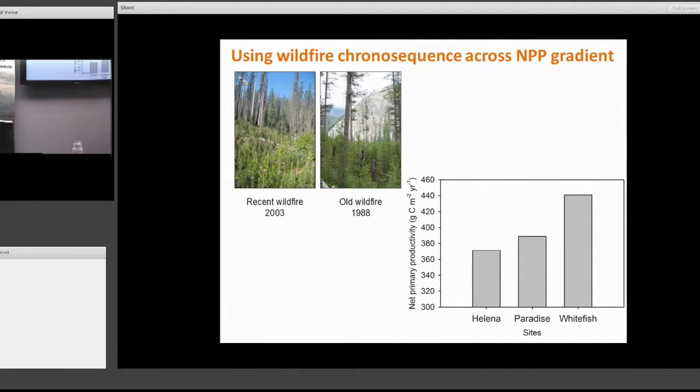Currently we are comparing old wildfires, so 25 to 30-year-old fires, to more recent 5 to 10-year-old fires. Ultimately, we'd like to have super new fires, year 1, year 0. We're working on that. And we're doing this across this productivity gradient. So Helena has the lowest productivity, Whitefish has the highest.